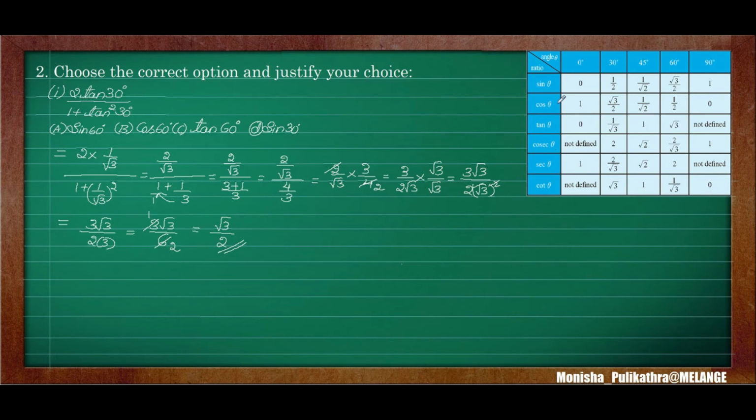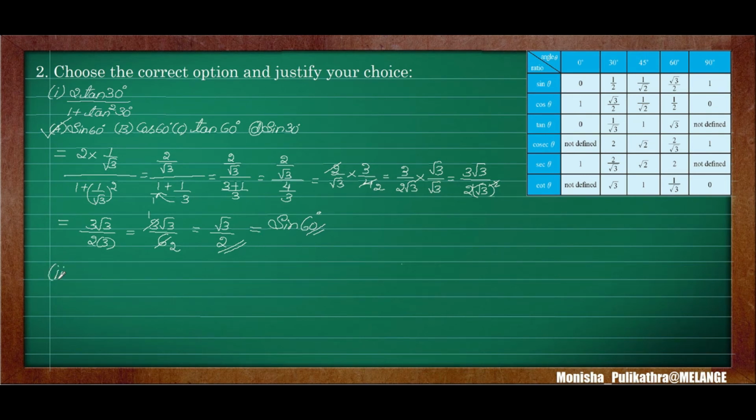Next is cos 60. Cos 60 is 1 by 2, so it is also not the answer. The last one is sin 60. Sin 60 is root 3 by 2, so that is the answer we got. So the answer for root 3 by 2 is sin 60 degree. You just put a tick mark here. So this is the way to do this problem.